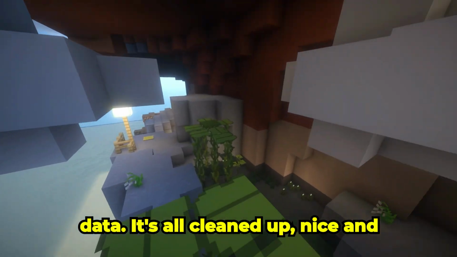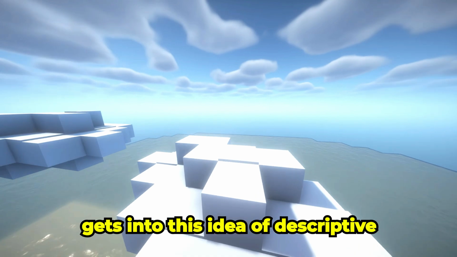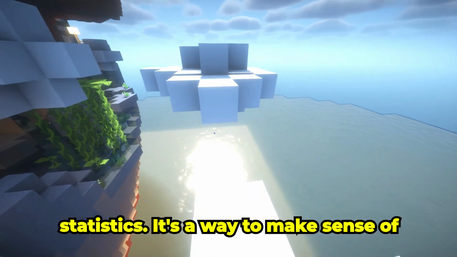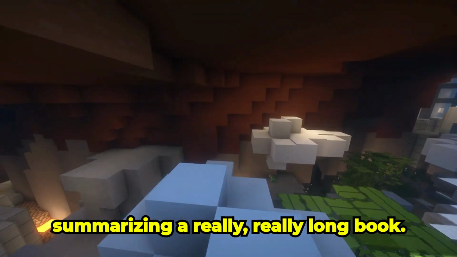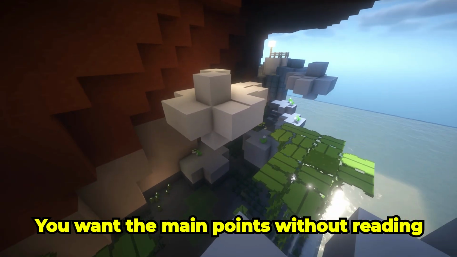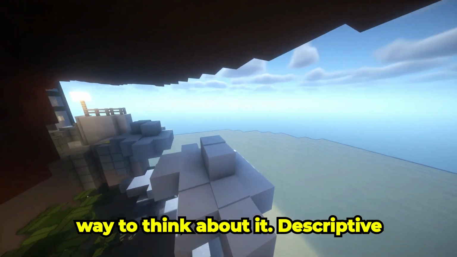So you've got your data, it's all cleaned up, nice and accurate. What's next? Well, Chapter 1 gets into this idea of descriptive statistics. It's a way to make sense of all those numbers, kind of like summarizing a really, really long book. You want the main points without reading every single page. Yeah, that's a good way to think about it.